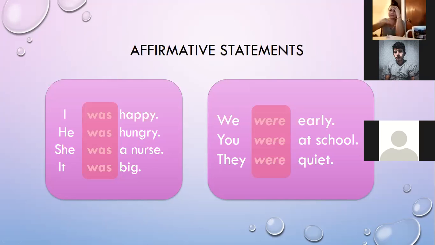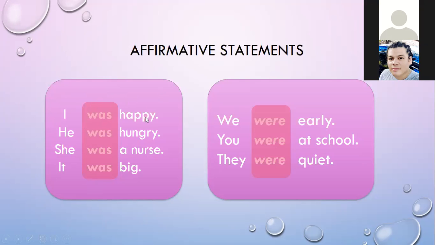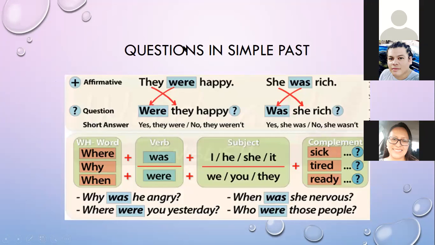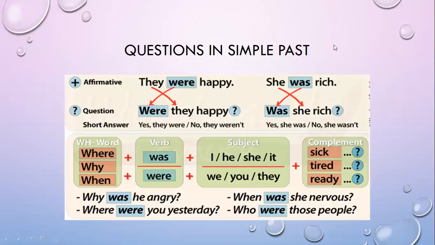Okay, with yes, no questions, the only thing that we are doing, remember, is changing the position of the verb to be and the subject, and the rest will remain the same. So let's see with information questions. With information questions, as you can see, we're going to have the WH word, then the verb to be, was or were, the subject, plus the complement, okay?